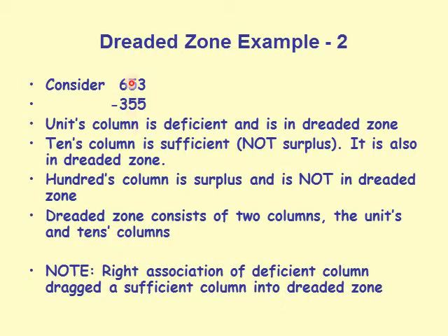Note, the tens column was a sufficient column, but it came into the dreaded zone because the column on the right was deficient and was in the dreaded zone. So the right association of a deficient column dragged a sufficient column into the dreaded zone. If the right column was not deficient or not in the dreaded zone, 5 minus 5 would have been a safe column. But because of the right association of a dreaded zone column, 5 minus 5 is in the dreaded zone. Okay.